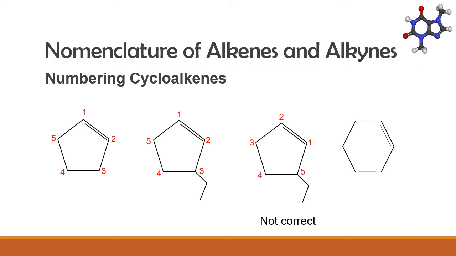When there are two double bonds in the compound, the other double bond should have the next lowest number possible, and we use the prefix di or tri before the suffix "-ene" when naming.